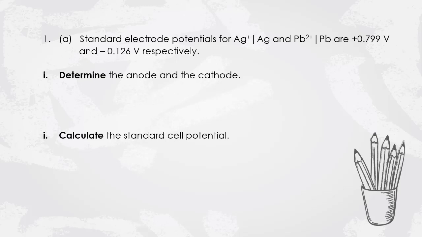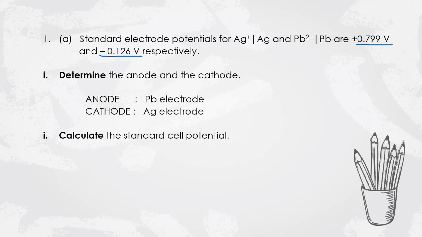For the first question in face-to-face tutorials, we are given standard electrode potentials for silver and lead, which are 0.799 volt and negative 0.126 volt respectively. So you need to determine the anode and the cathode from these reactions. We've learned already that the one that has the more negative value will undergo oxidation, therefore this will become the anode. And the one that has the more positive value is going to undergo reduction, therefore it will become the cathode. So the anode will be the lead electrode, while the cathode will be the silver electrode.